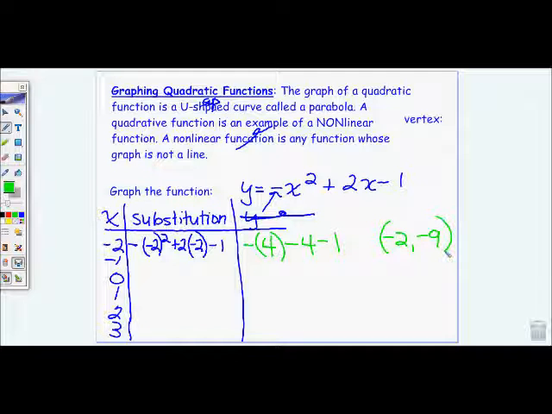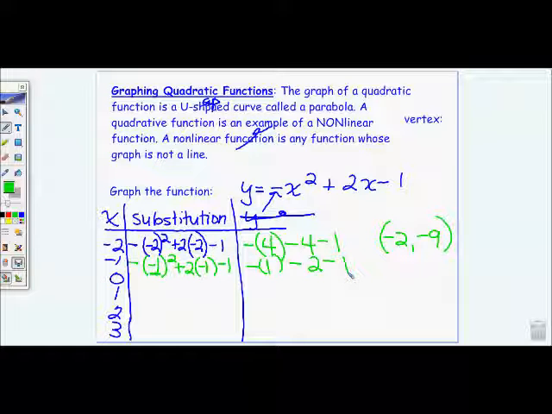Okay, let's do this one. Negative 1 squared, again this is my x term, plus 2 times negative 1 minus 1. Negative 1 squared is 1, however there is a negative outside of there again, so negative 1. 2 times negative 1 is going to give me a negative 2, and then that's minus 1. So negative 1, negative 2, and negative 1 is going to give me a negative 4. So when I substitute a negative 1, the result was a negative 4.